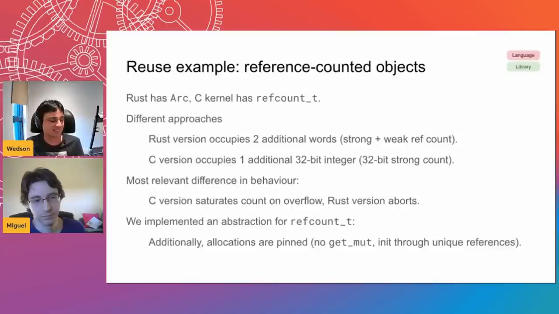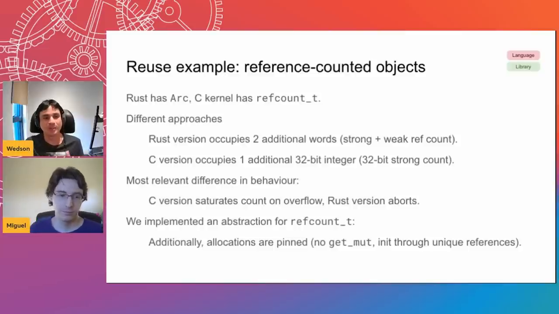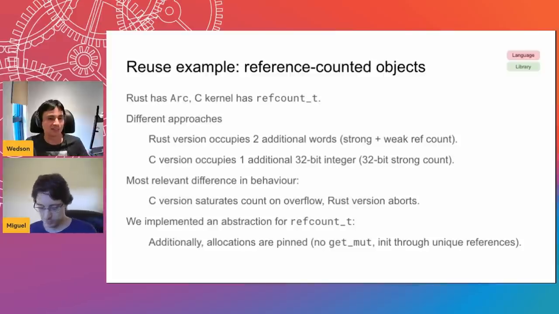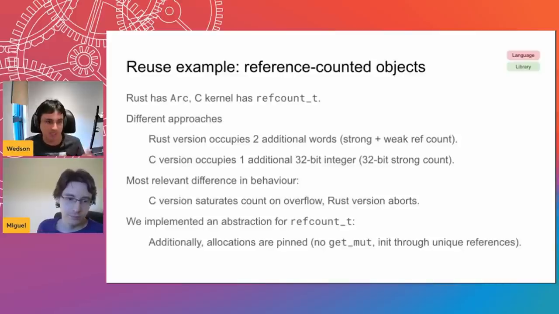And what the kernel does is it saturates the count. So when you see it's about to overflow, we put it at some value and we leave it at that value. So we never free the memory. So we have a leak, but we don't violate safety, basically. And we keep on running.